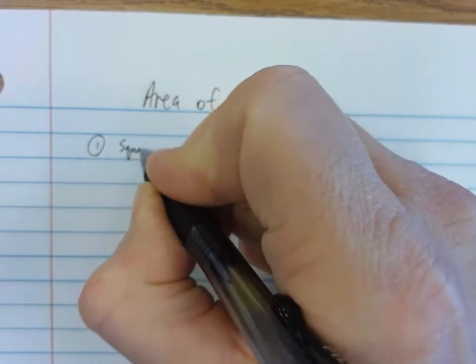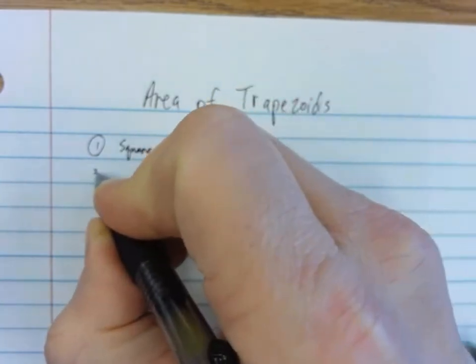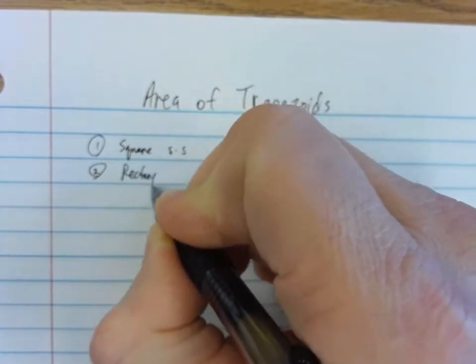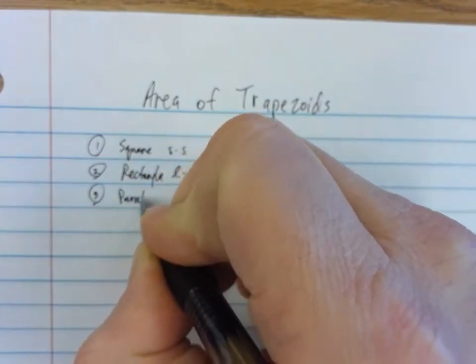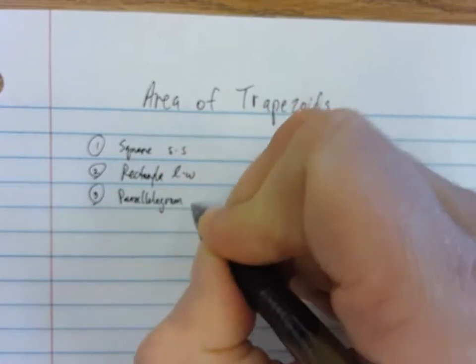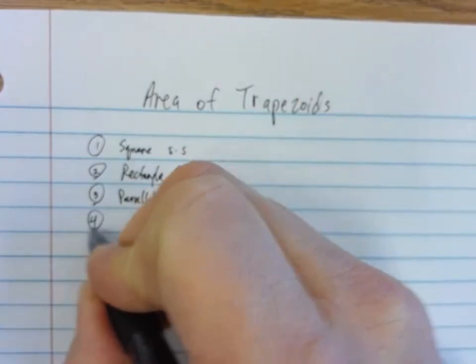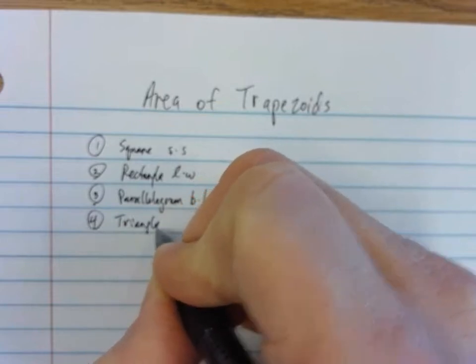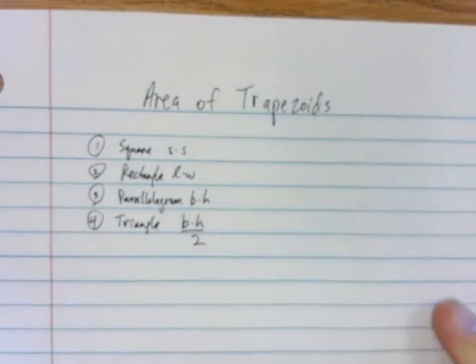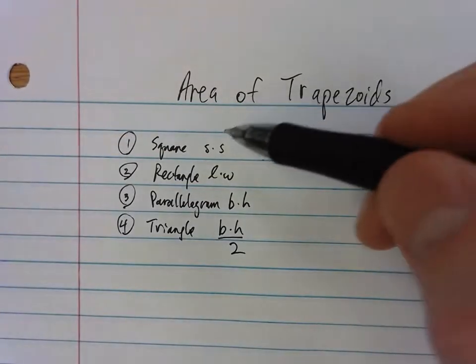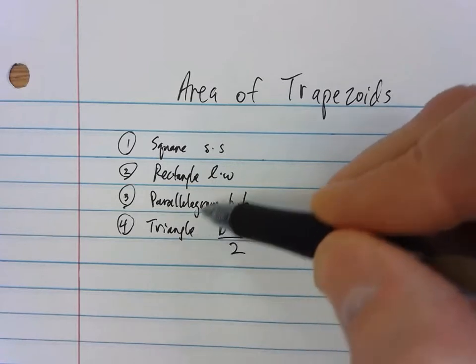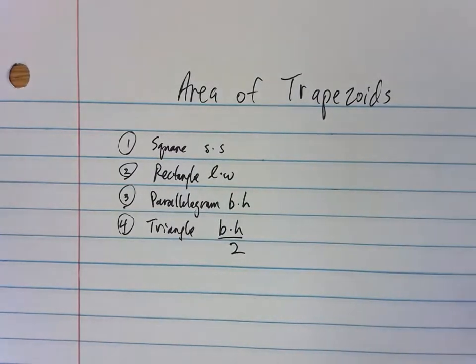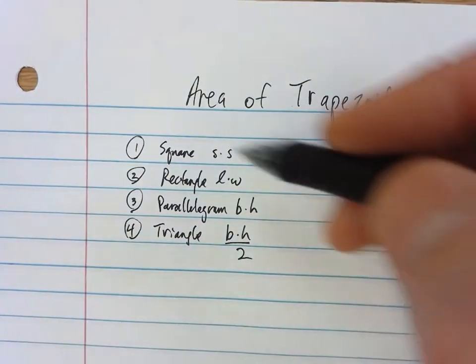So square is side times side, rectangle is length times width, parallelogram is base times height, and then of course off of that you've got triangle, and it's base times height divided by 2. So you can kind of see where they all work together. Side times side, then length times width. Parallelogram similar to that, it's base times height, and of course the triangle is half of a rectangle, or half a parallelogram, so it's base times height divided by 2. All these kind of go together in a family.